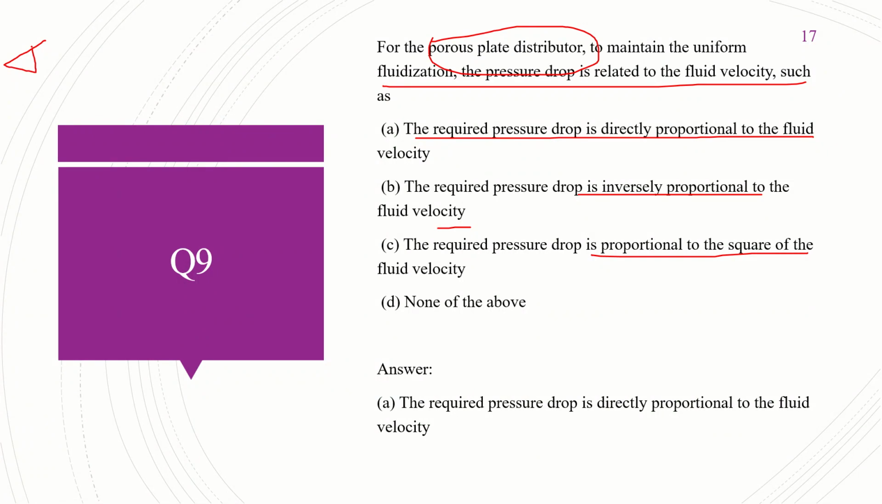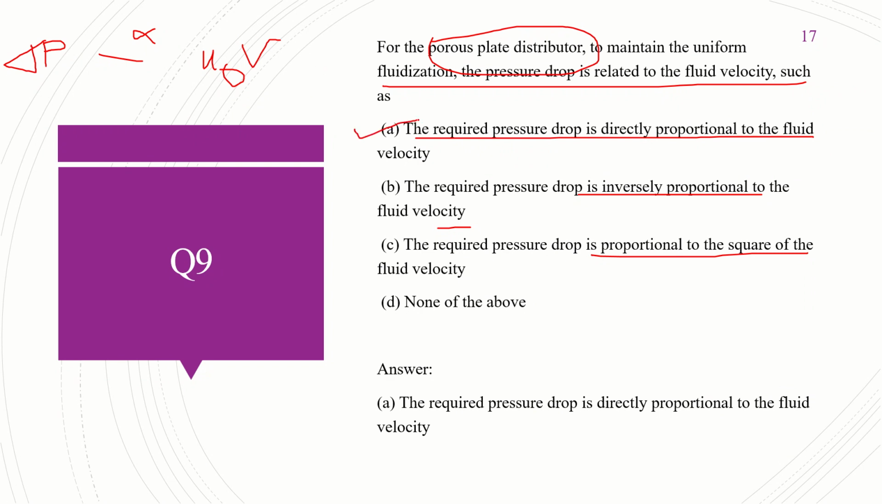So the pressure drop, how is it related to fluid velocity, u naught. Let's keep it as u naught. So option 1, it is directly proportional. So this one is the right answer. For porous plate distributor, delta P is directly proportional to the fluid velocity. So the answer to this is option A.